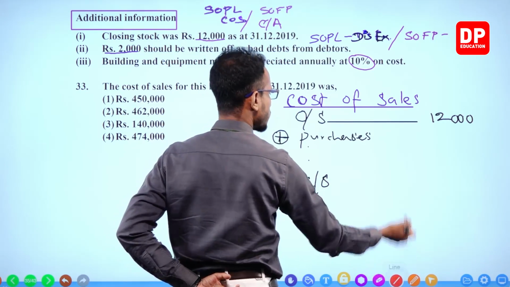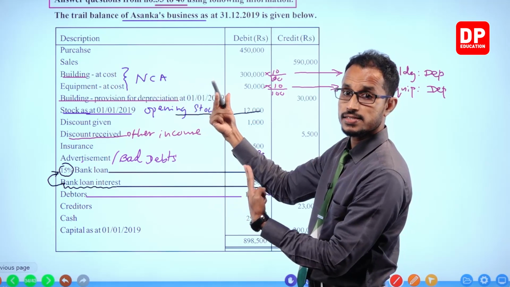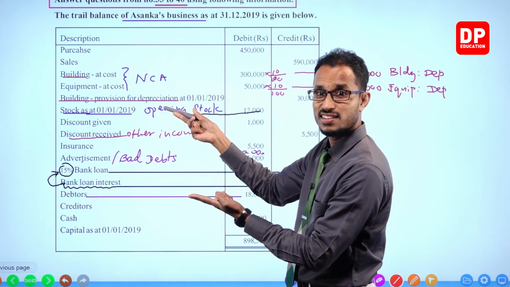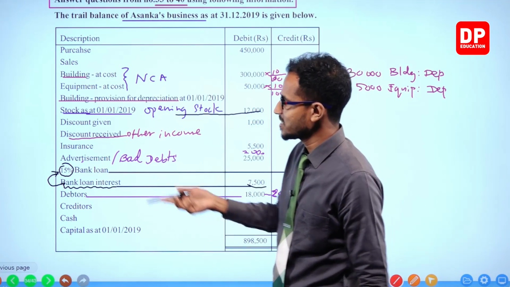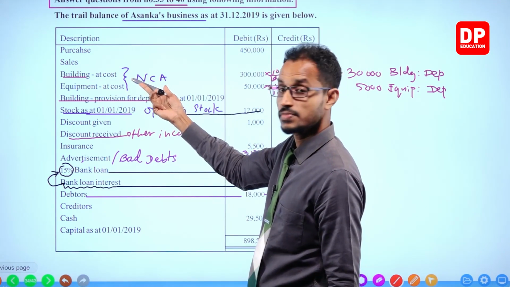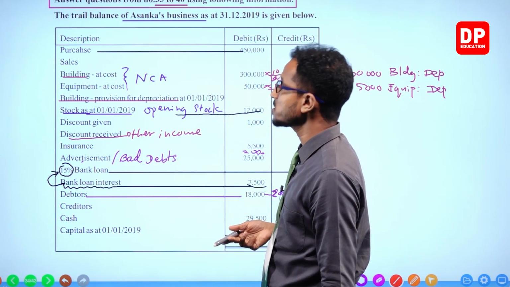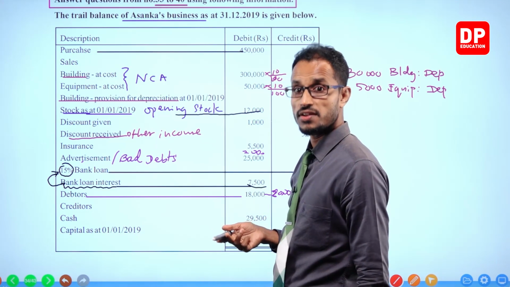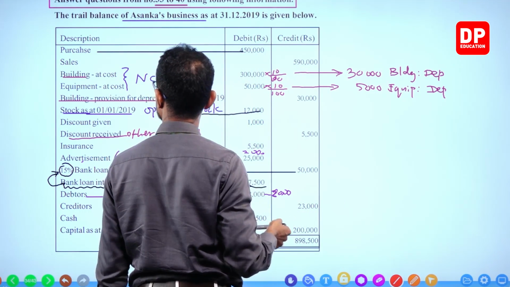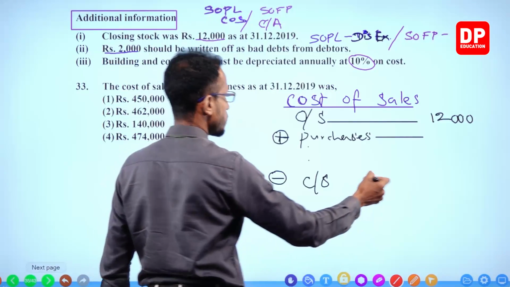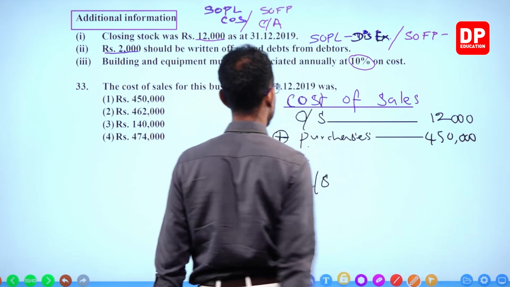And how much is the purchases? We must have it right here. Is it there? Tell me. It's here. On top. Purchases. 450,000 is the purchases. And can put it here. 450,000 is the purchases.